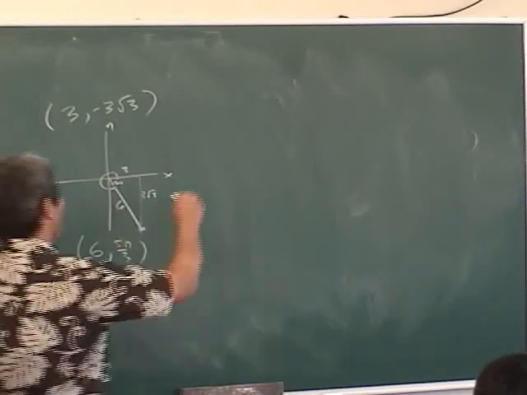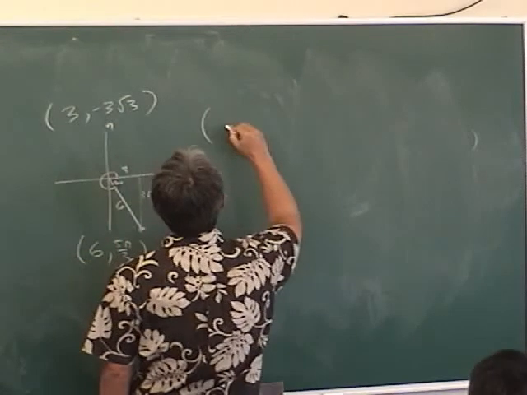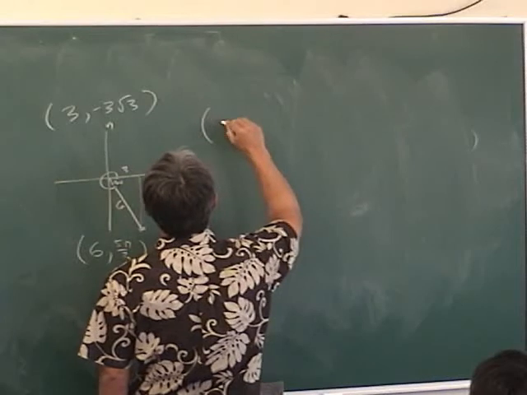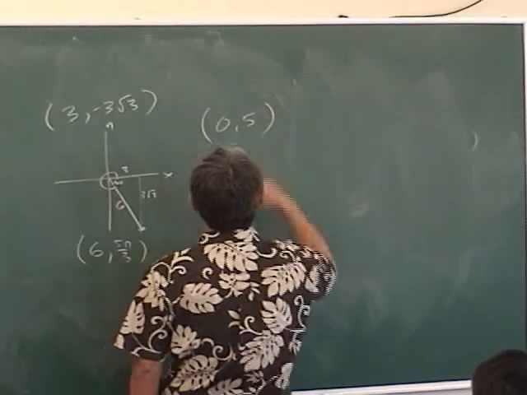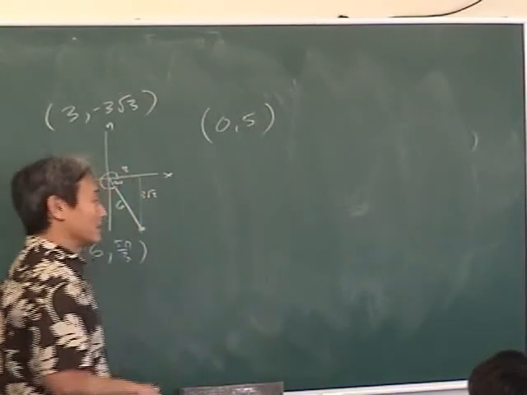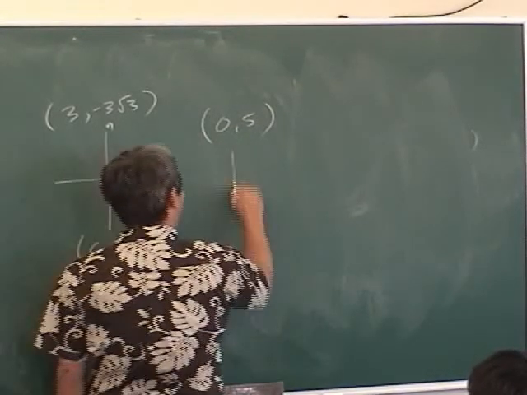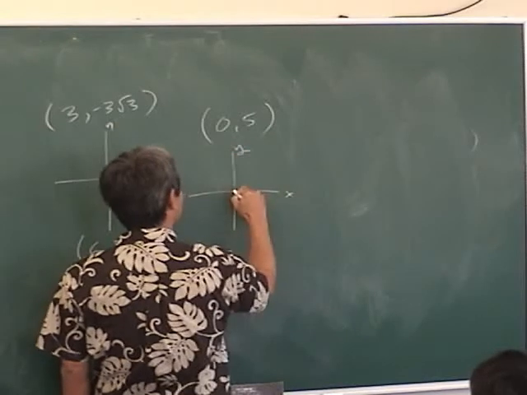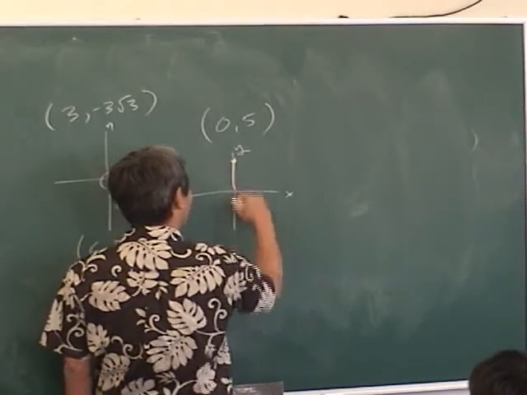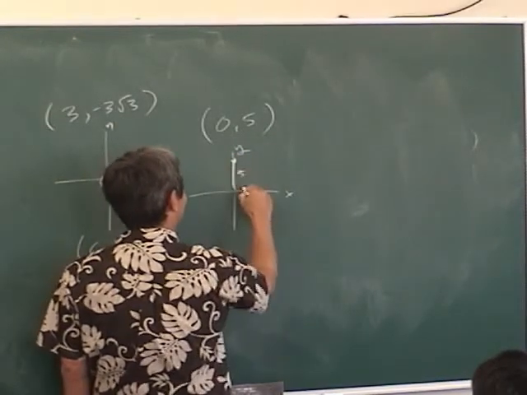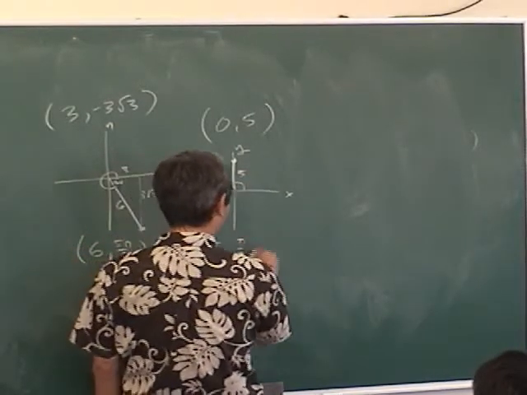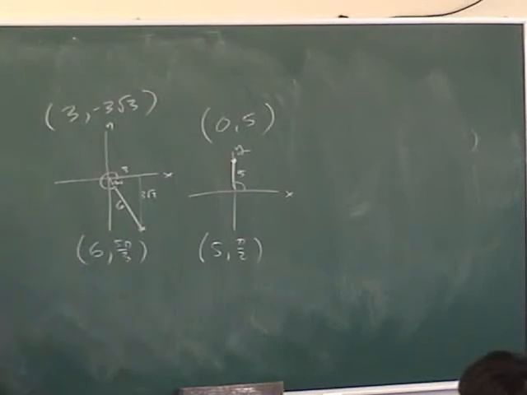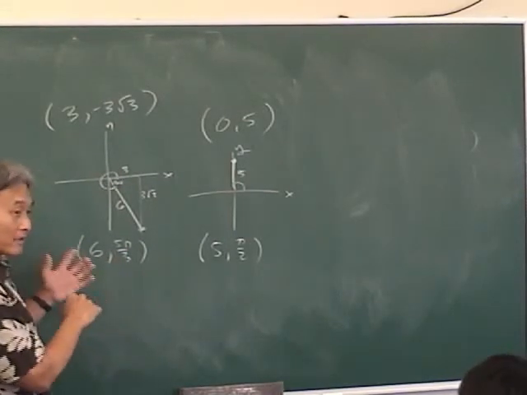Okay, let's just do one more. 0, comma 5. Convert that to polar coordinates. Draw the picture. Plot the point 0, comma 5, which is up here. How far from the origin am I? What's that angle? 90. So 5, comma pi over 2. See how much better than using formulas, right? Just draw up a picture. So the first part of your homework, you have to convert from one to the other. Just draw the picture.